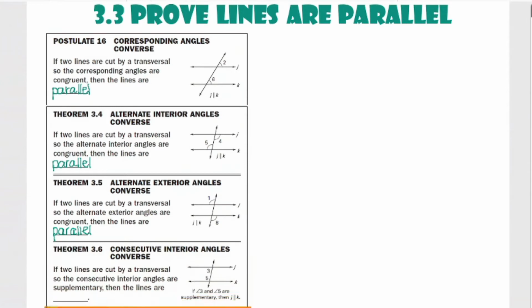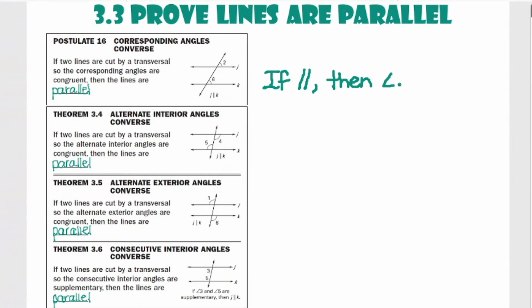And finally, the last theorem, consecutive interior angles converse, you could call it same side. If you can make sure that those same side interior angles are supplementary, then you'll know for sure that you have parallel lines. Remember that the theorems from last time said if you already knew you had parallel lines, then you could say that your angles were congruent or supplementary.